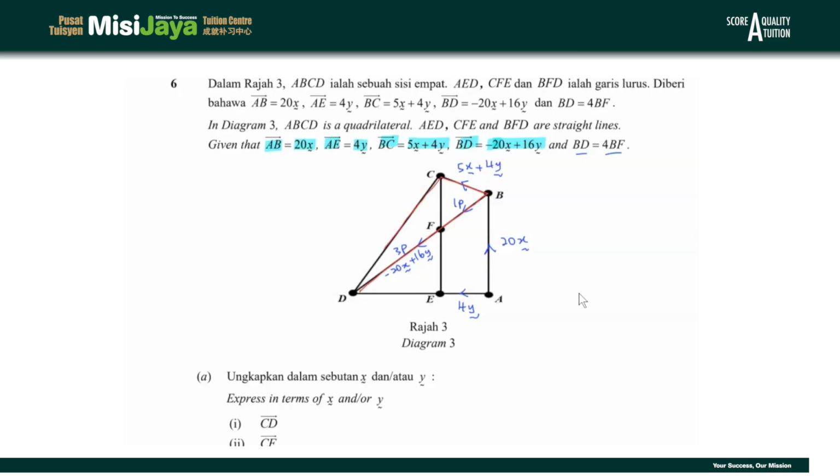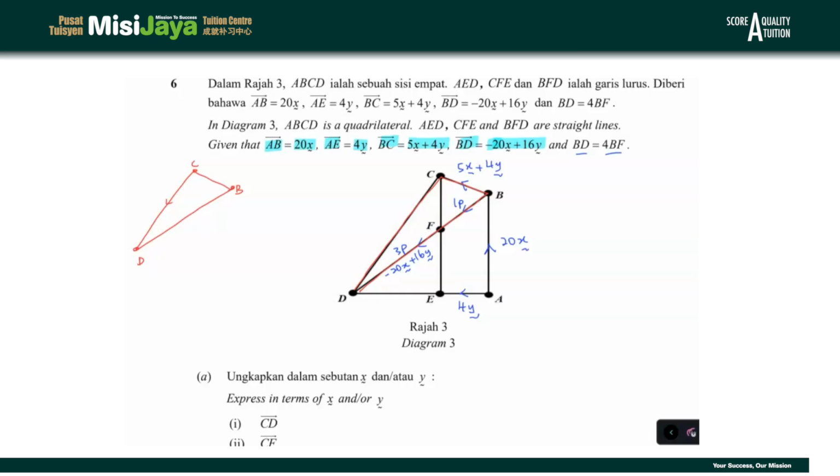I'm going to use this, so I'm going to concentrate on this. I'm going to draw it over here so it's easy for me to see the triangle. So this is C, this is B, and this is D. They want us to find CD, which is here.